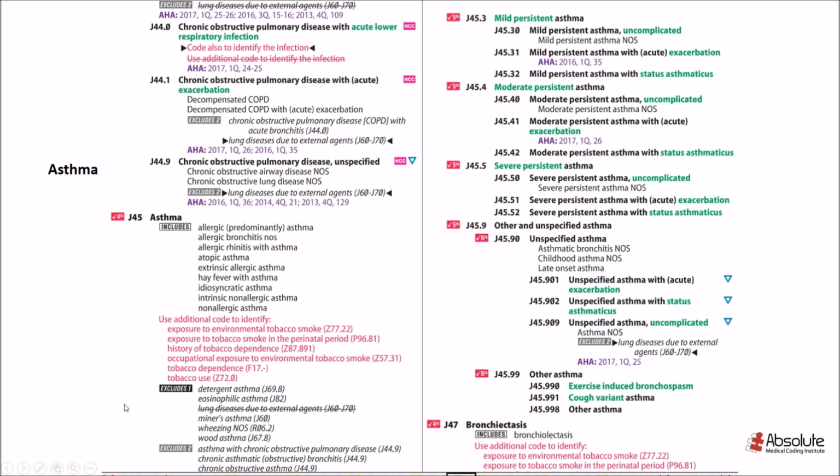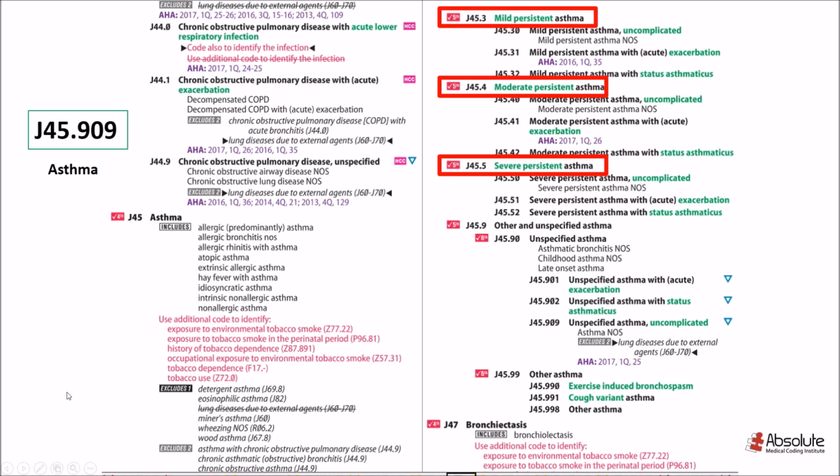Now, some people might not get it. They may say, well, why are you saying that, Mrs. J? Why are you telling us about these codes? Because there are codes that are not on the path, okay? These codes are right in between your path codes, and they could throw you off. If you look at mild persistent asthma, it doesn't belong. You don't read it because it's J45.3. 3 is not on the path. Our path is a 9.